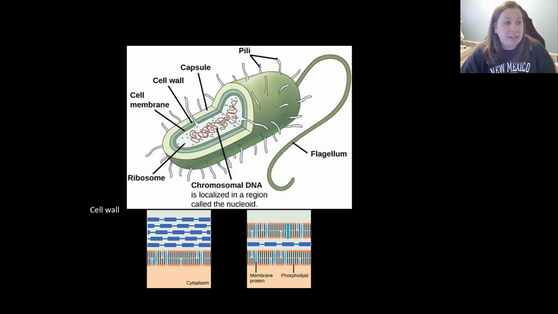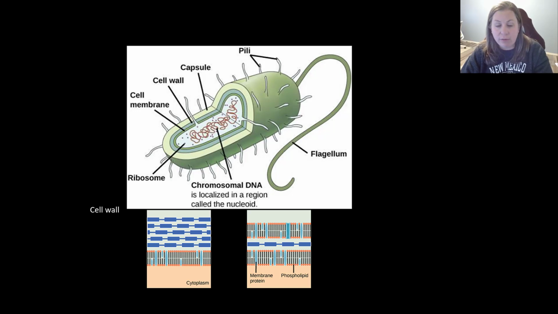If we look at this diagram, you can see that it has all the different layers we talked about. It has the cell membrane or the plasma membrane, that's the darker green on the inside. You then have a lighter green cell wall, and then the lightest one is the capsule or the slime layer. Inside of the cell, in the cytoplasm, there's the chromosome or the DNA.